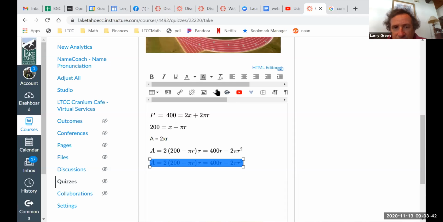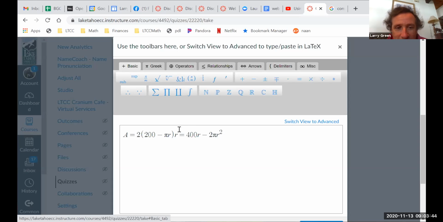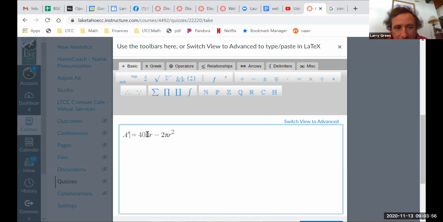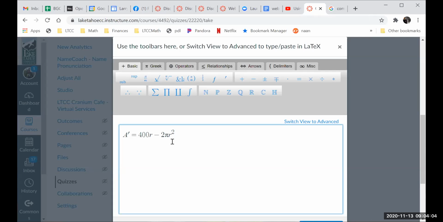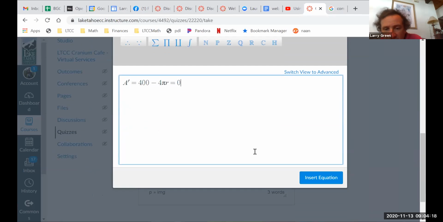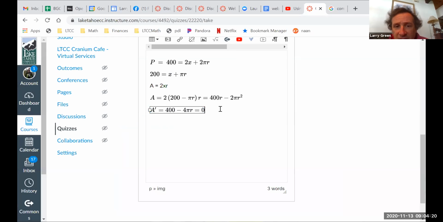So let's do that. Now for the calculus, and hopefully my promise was right, the calculus is the easy part. So if A is 400r minus 2r squared, what's A prime? What's the derivative? 400 minus 4 pi r. Yep, 400 minus 4 pi r. And we set that equal to 0 because we're maximizing. Any questions so far?